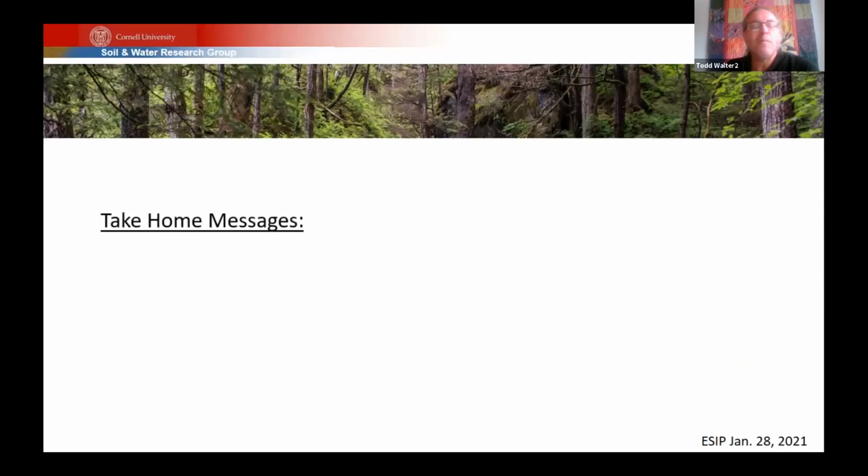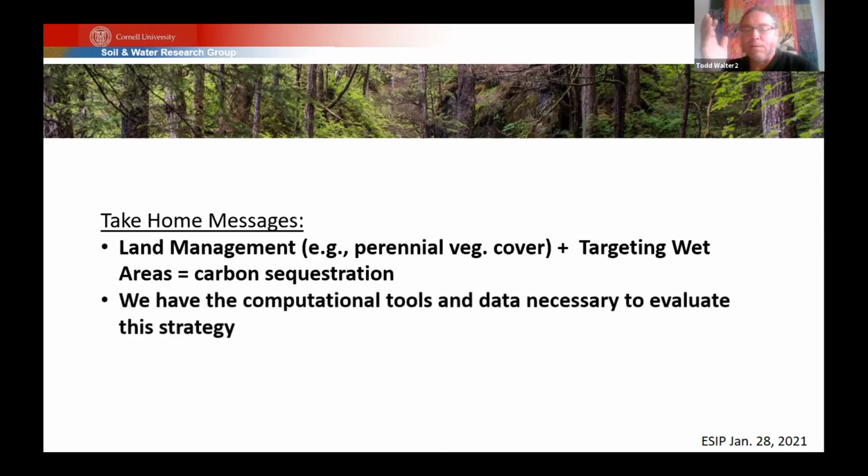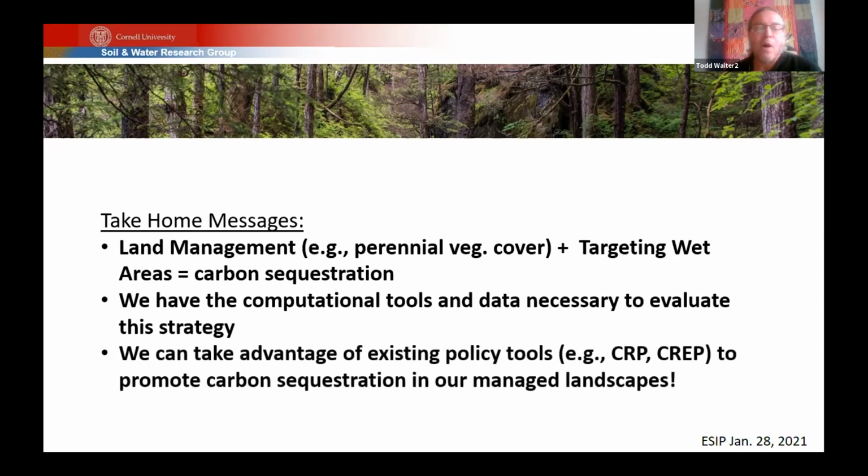So the take-home messages I think I have from this are land management and targeting the right parts of the landscape are a super great way to try and enhance carbon sequestration. We have the computational tools that are necessary to evaluate and plan such strategies. And there are already policy tools in place that we can take advantage of to push this forward, even though that's not what they were necessarily planned for.